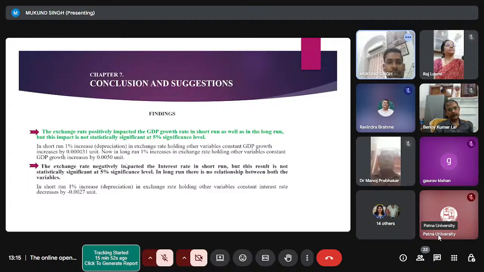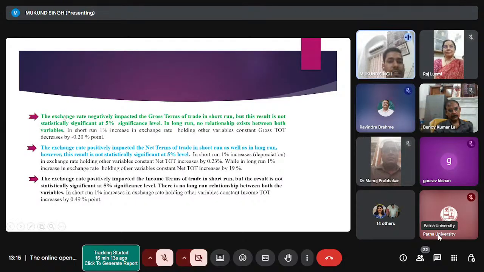Findings: the exchange rate positively impacts GDP growth rate in the short run as well as in the long run, but the impact is not statistically significant at 5% level. The exchange rate negatively impacts the interest rate in the short run, but this result is not significant at 5% level. In the long run, there is no relationship between both variables. The exchange rate negatively impacts the gross terms of trade in the short run, but this result is not statistically significant at 5% level. In the long run, no relationship exists between the two variables.